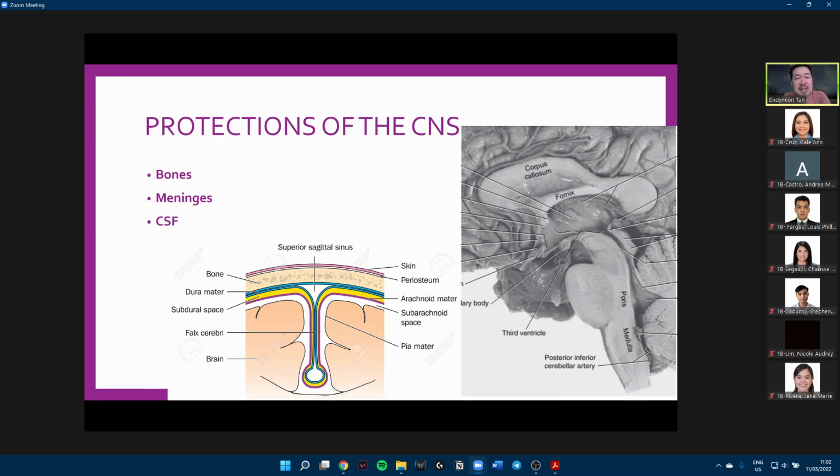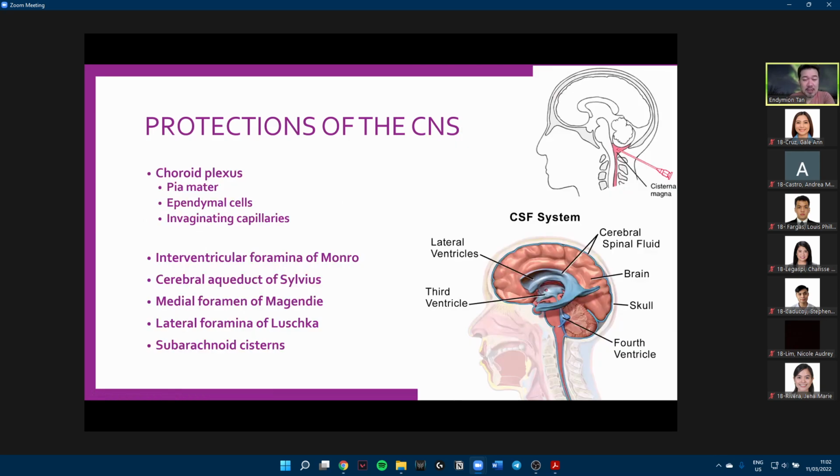If you want to get a sample of the cerebrospinal fluid, you have to traverse up to the arachnoid space. So you have to go deep into the subarachnoid space for you to be able to get samples of your cerebrospinal fluid. For example, may bacterial meningitis, you want to check the CSF. So you have to puncture deeper into the subarachnoid space. The cerebrospinal fluid are very important, okay? The CSF is produced by the choroid plexus. Ito yung sasabi ko kanina.